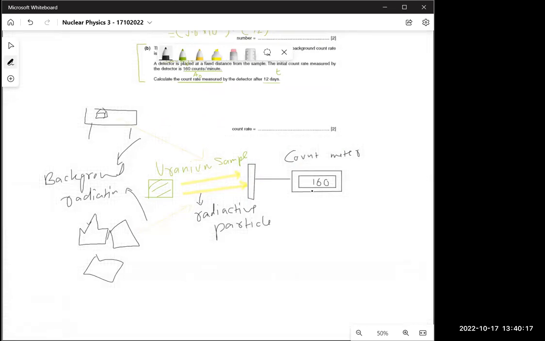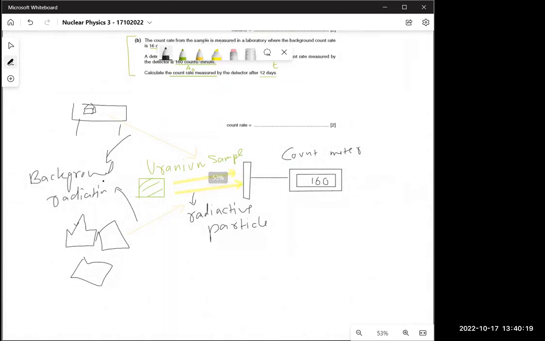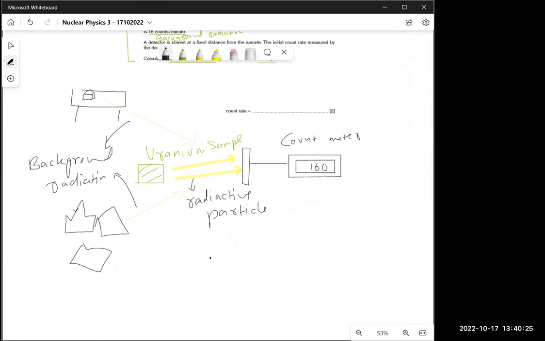Okay, now Neha, any questions? Ayan, Shrey, Anas. No questions. Now, Neha, what is the background radiation? Tell me.